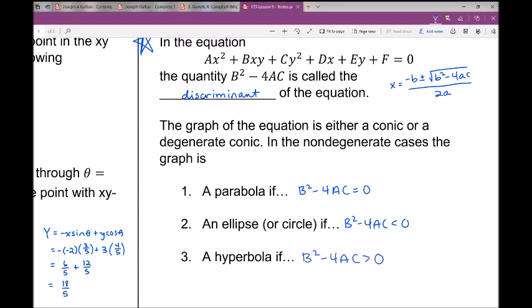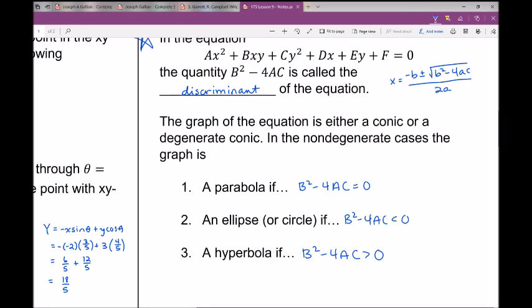Okay, so that's a pretty simple way, I think, to tell whether you have a parabola, an ellipse, or a hyperbola. So on the test, I would give you a general form of an equation and say, classify the conic using the discriminant. Okay, and so what you would do is figure out what b, a, and c are, plug it into b squared minus 4ac, and then tell me what kind of conic you have.